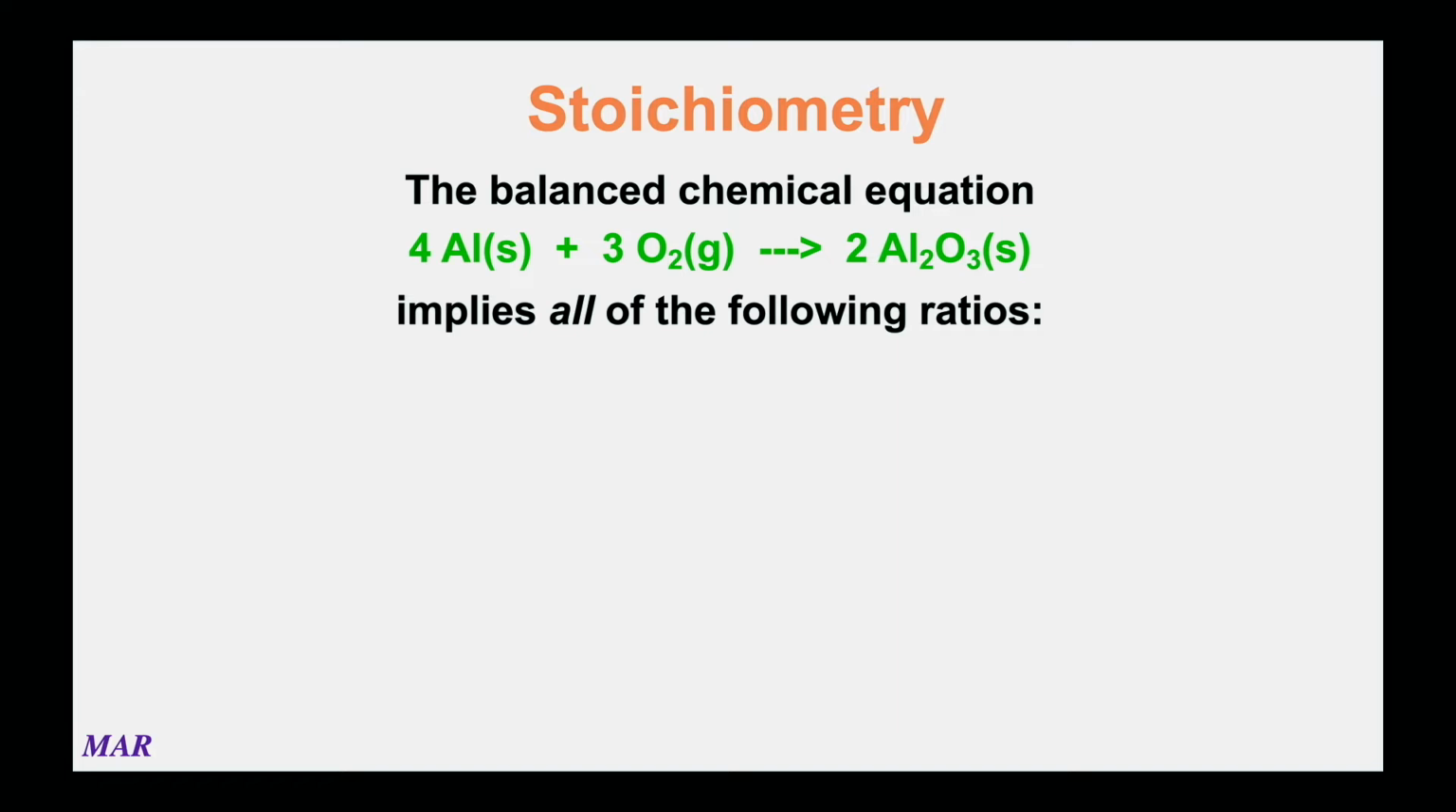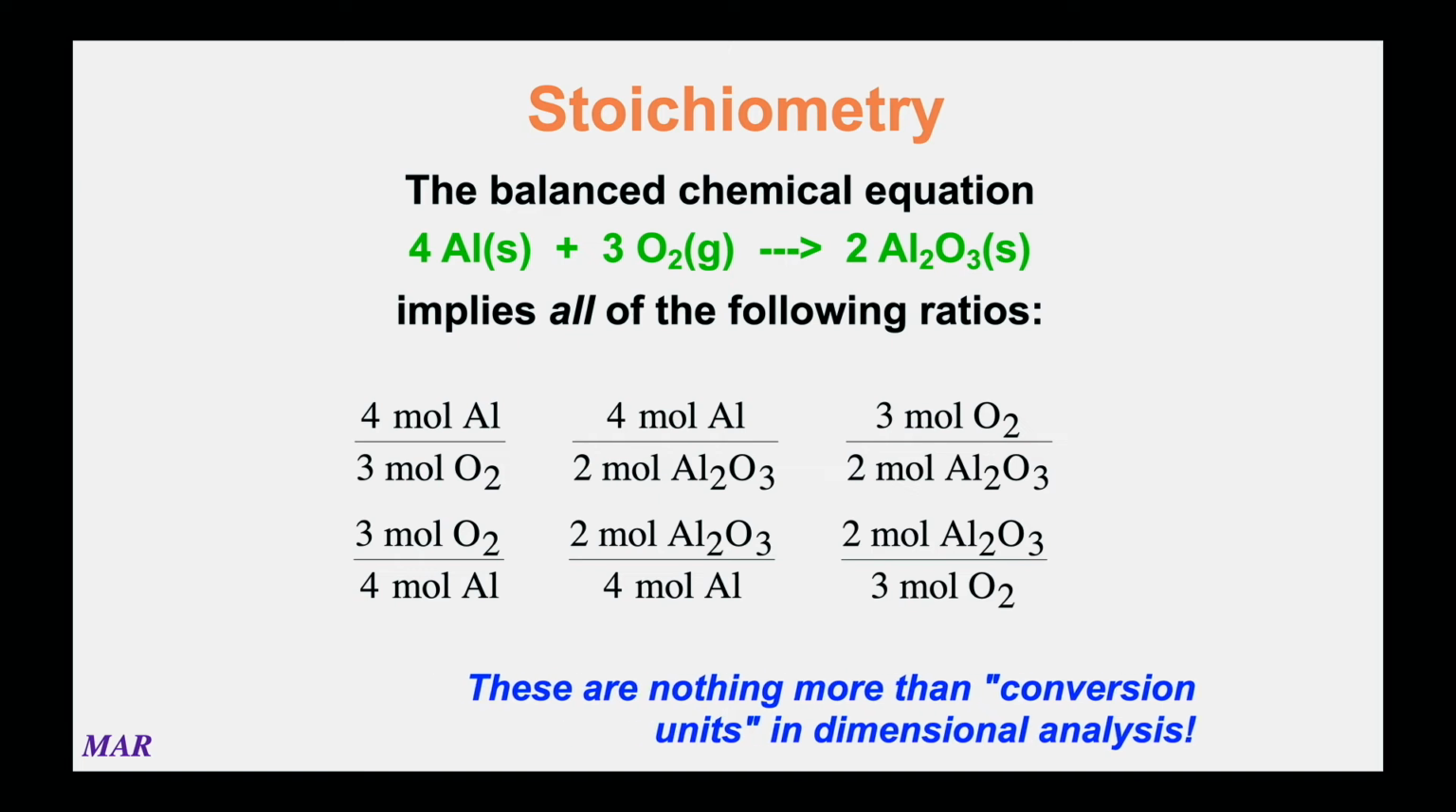If you have a reaction like this one, 4 aluminums and 3 oxygens make 2 aluminum oxide, you have different ratios that you can use to make this kind of stoichiometry possible. Remembering that the reaction means 4 moles of aluminum and 3 moles of oxygen make 2 moles of aluminum oxide, you can get all kinds of different ratios. For this particular reaction, there are 6 different ratios. For example, a 4 mole aluminum to 3 mole oxygen relationship, which is the first one that I put a star next to.